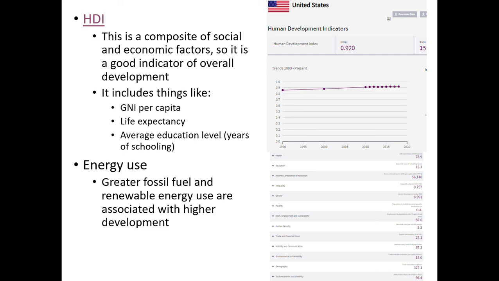But lastly, energy use is to some an important factor to consider in development of a country. If you have more fossil fuel use, that's things like coal, not charcoal, that's wood, but coal, oil, natural gas, that's probably not good for your country because those are dirty. Of course, they contribute to global warming in the long run. But if you have more renewable energy, that can be a sign that you are more developed.